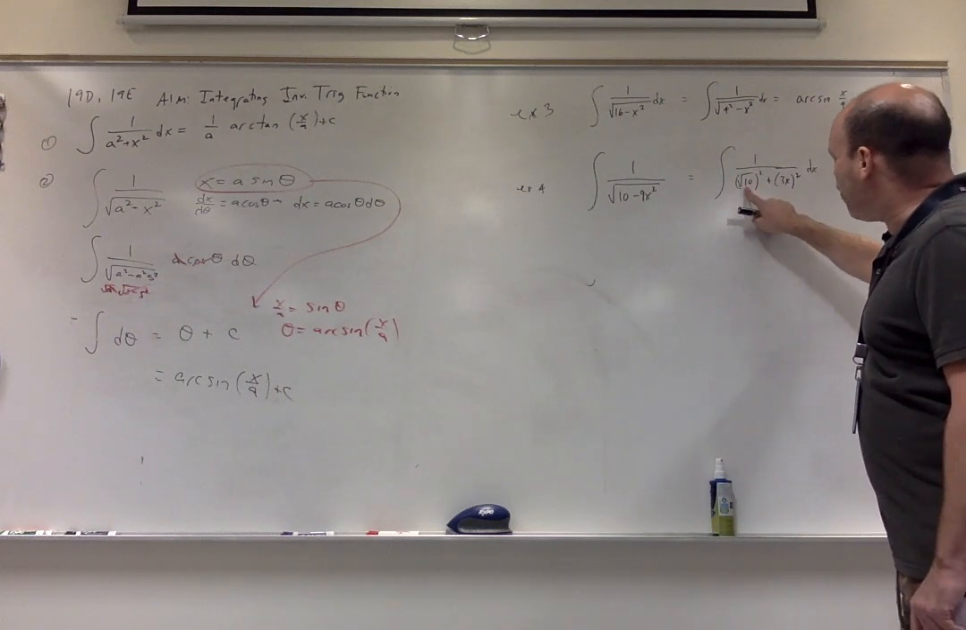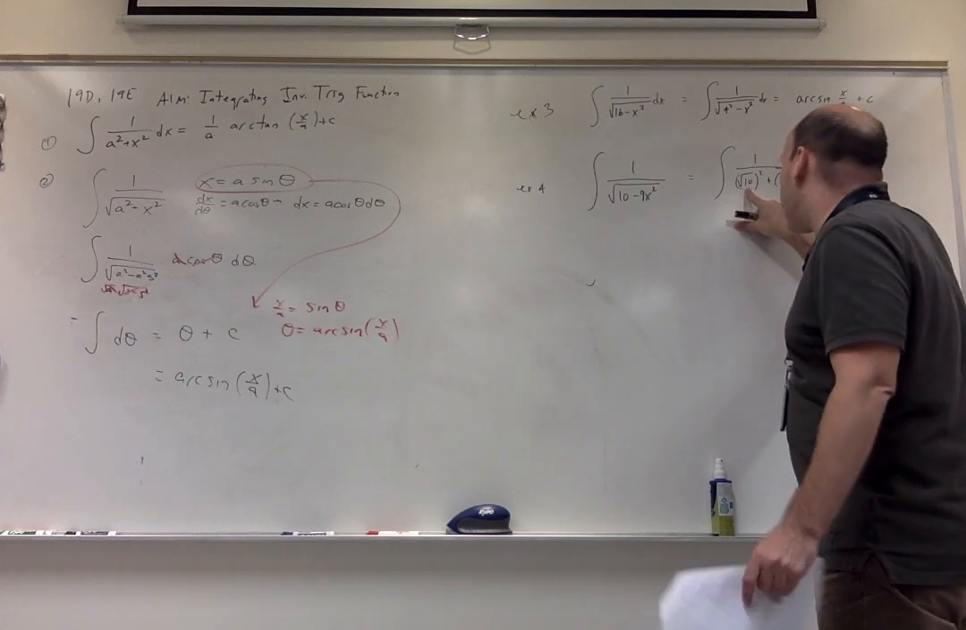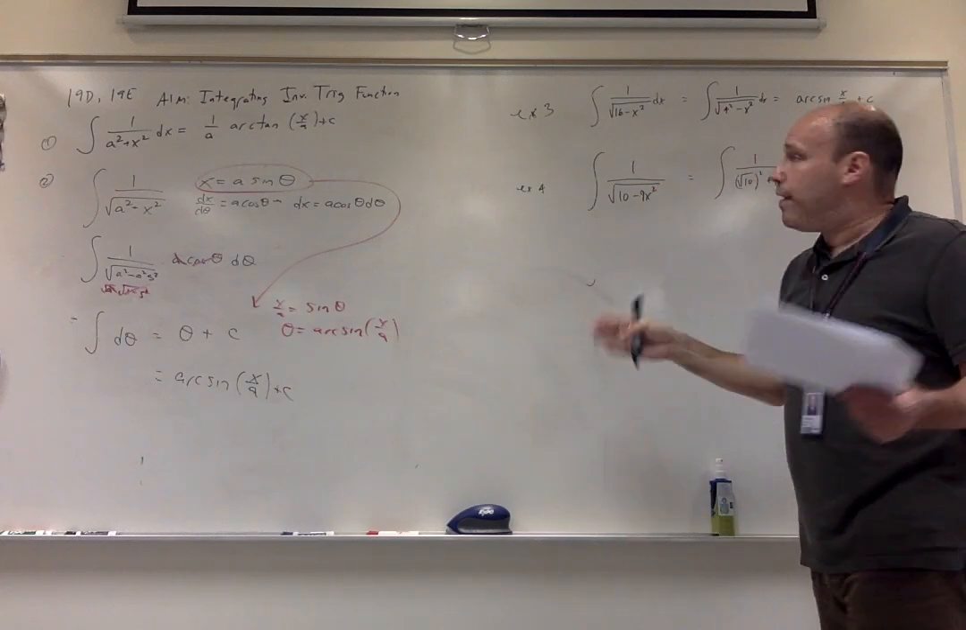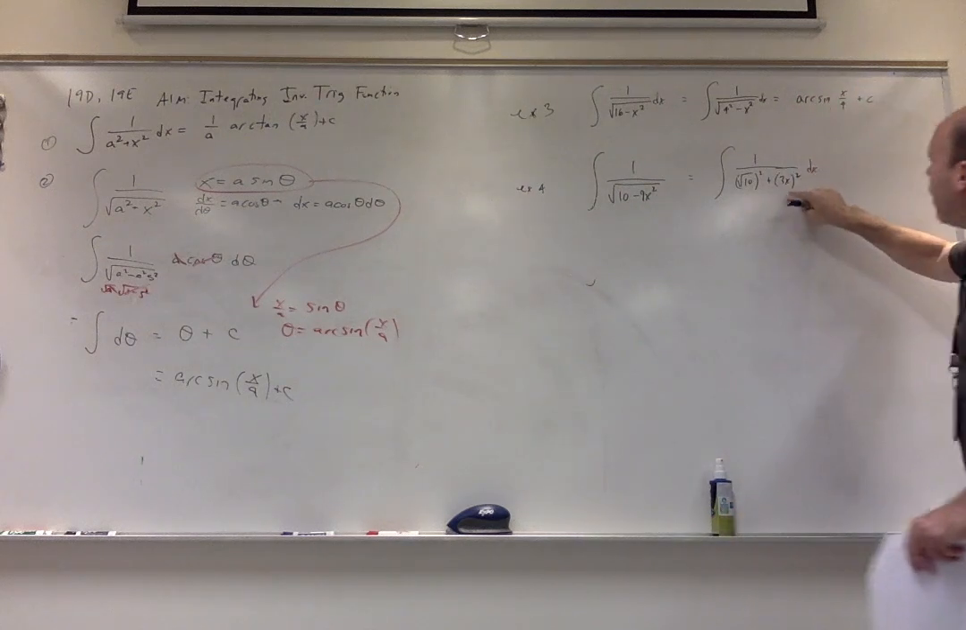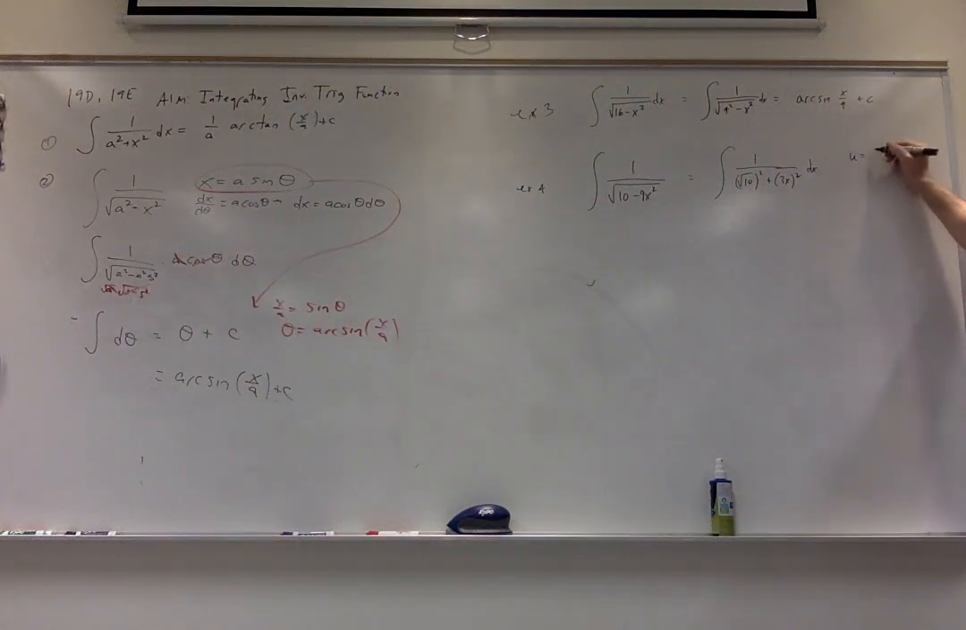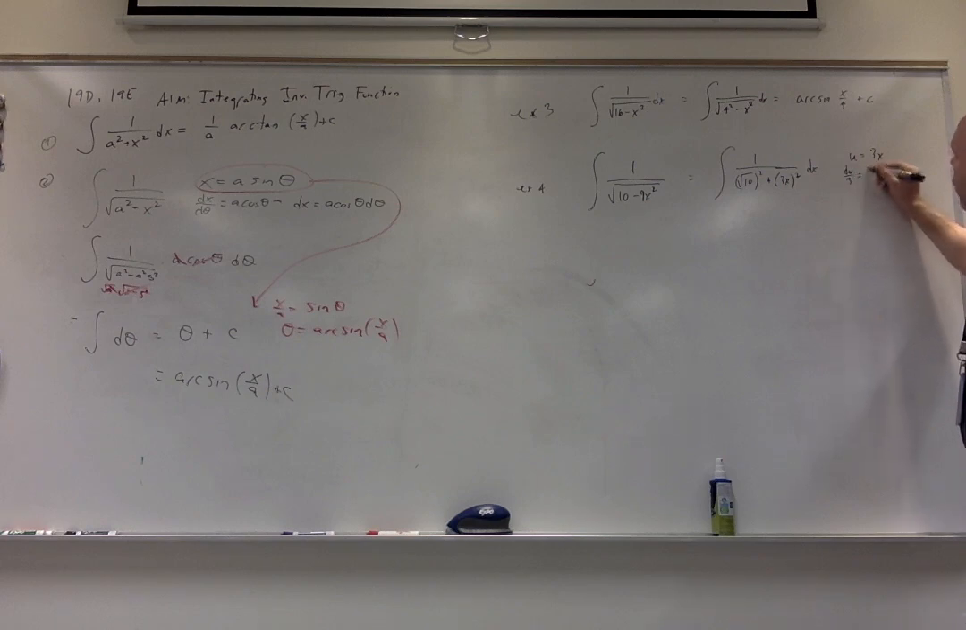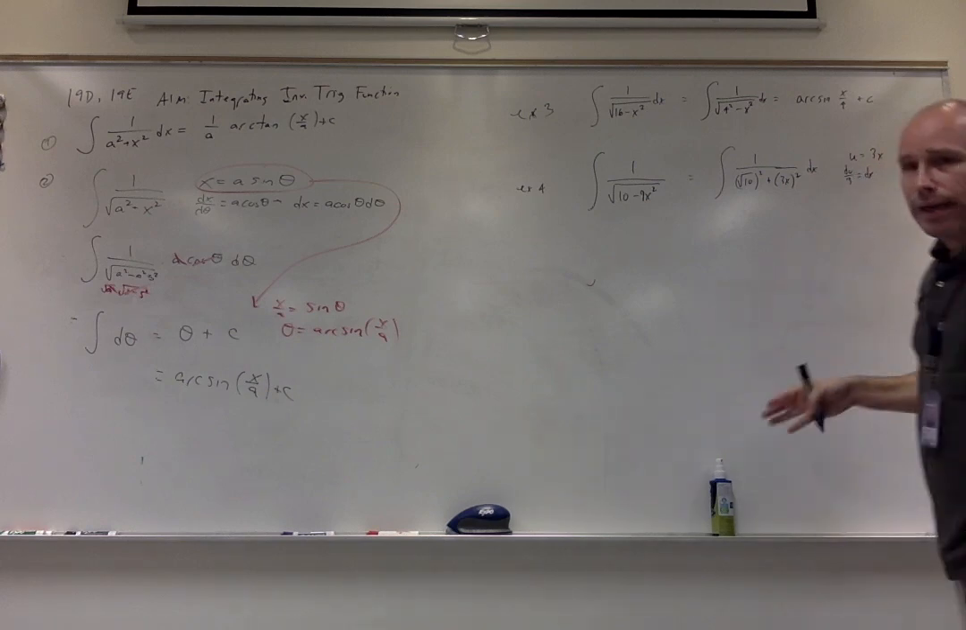So we'll see what happens here. Once again, radical 10 times radical 10 is 10. It fits in our formula. Let's take it to 3x. So we're going to let u equal 3x. So that means du over 3 equals dx. And we're ready to go.